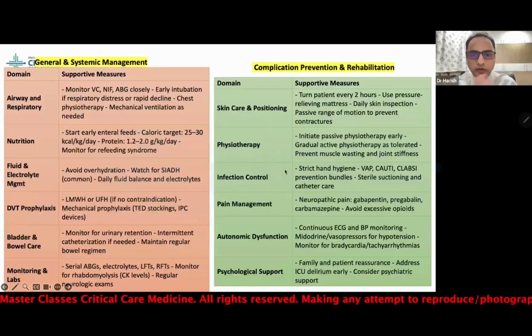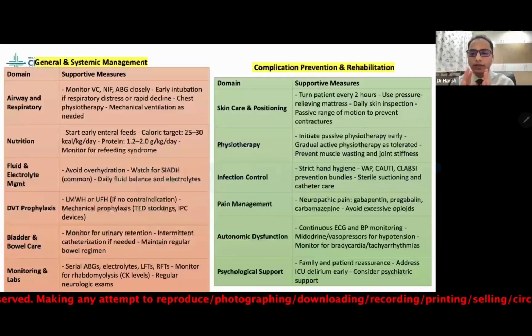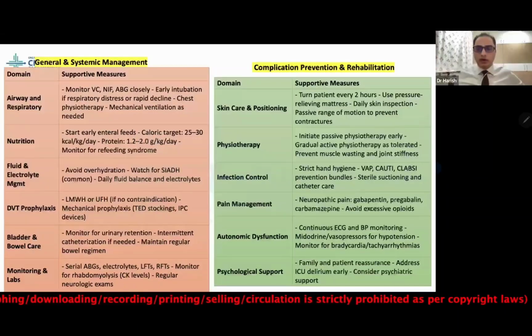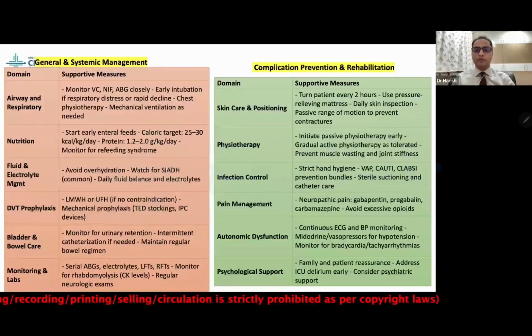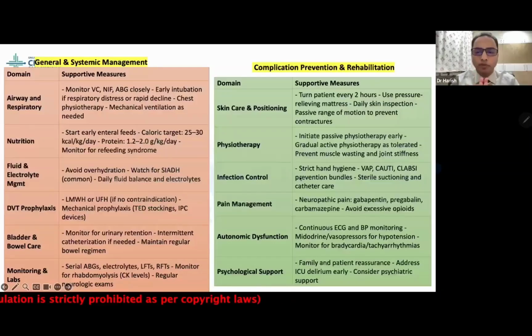Proper infection control policies, strict hand hygiene. All bundle care, okay, sterile suctioning with a suction catheter you need to practice. Pain management: they can have neuropathic pain, so you can give gabapentin, pregabalin, carbamazepine. But avoid excessive usage of opioids, which may compromise the respiratory system.